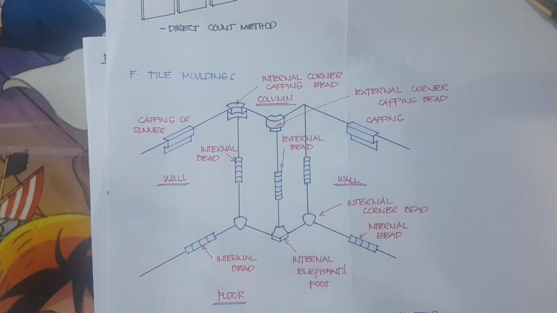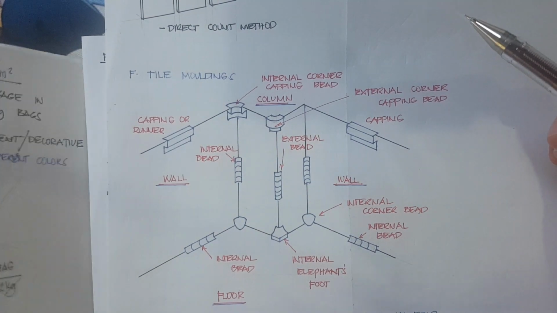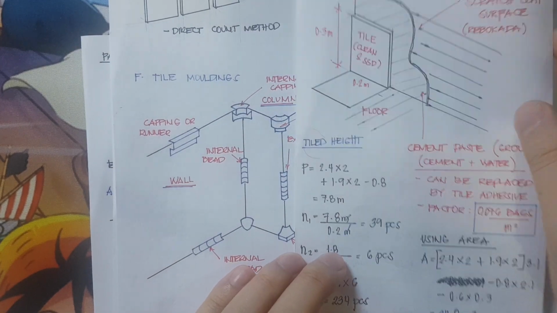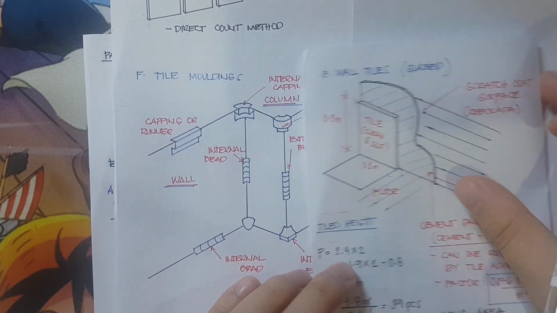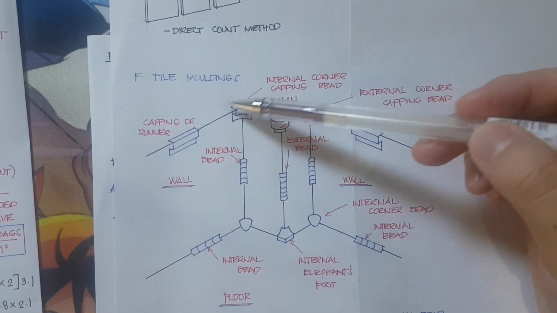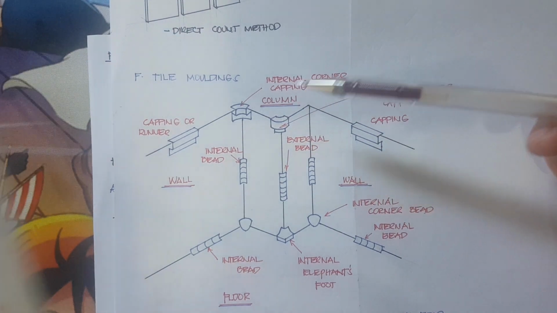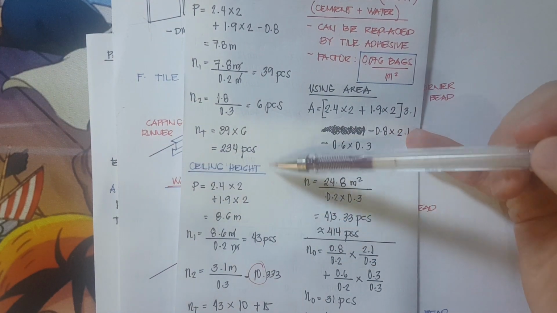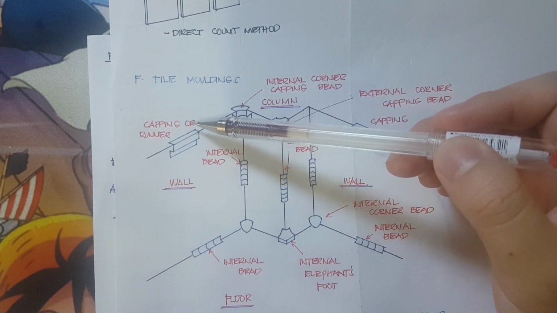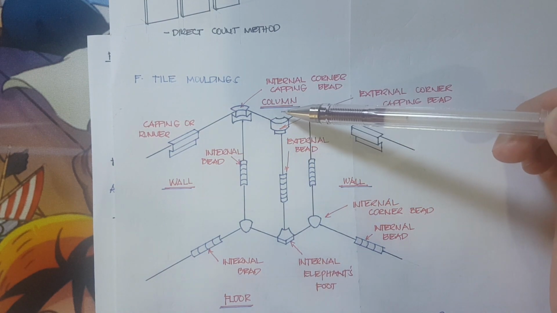Column, wall, floor. Take note that if we are going to use tiled height, then we will be estimating for capping, internal corner capping bead, and external corner capping bead. But if we are going to use the ceiling height, then there's no need to estimate for the capping, internal corner capping bead, and external corner capping bead.